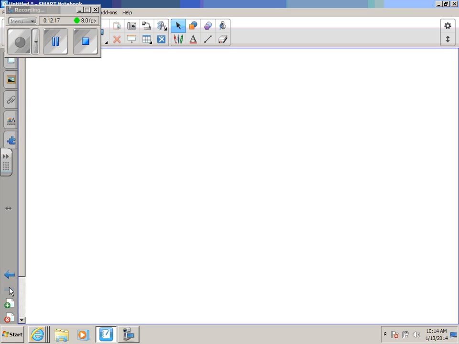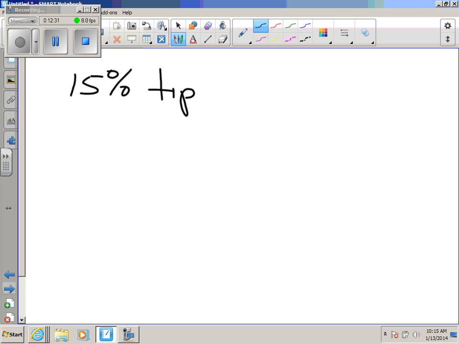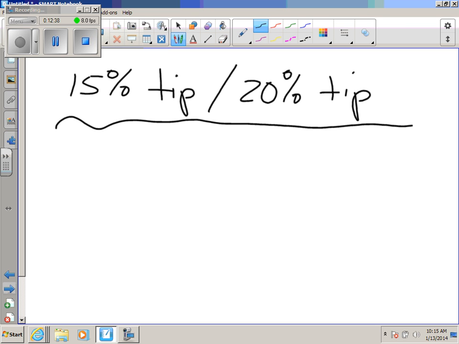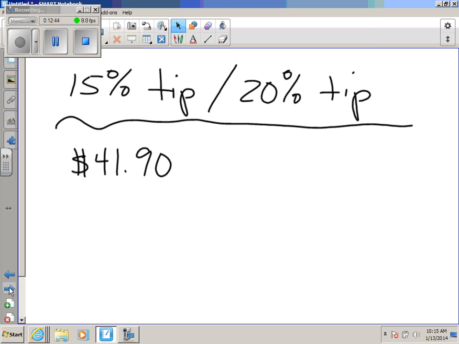We need to be able to estimate a 15% tip. I know we've done this last year, but probably use a little bit of refresher. I like to do not only a 15, but also a 20% tip. So you go out to eat, maybe you and a friend or you and a couple of friends, and you get the bill, and it comes back as $41.90.